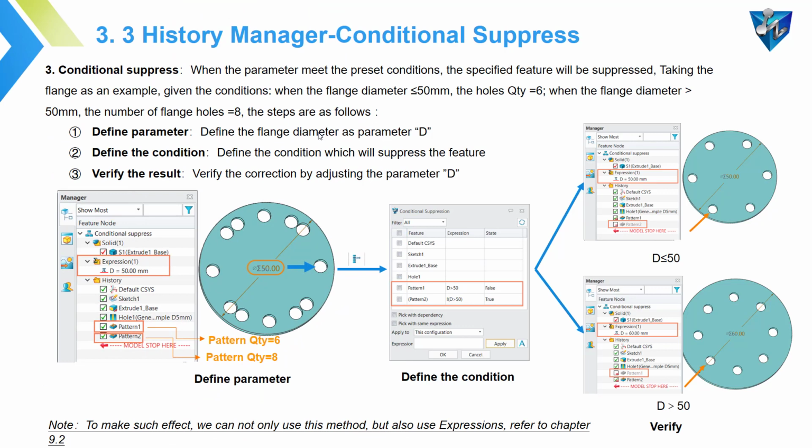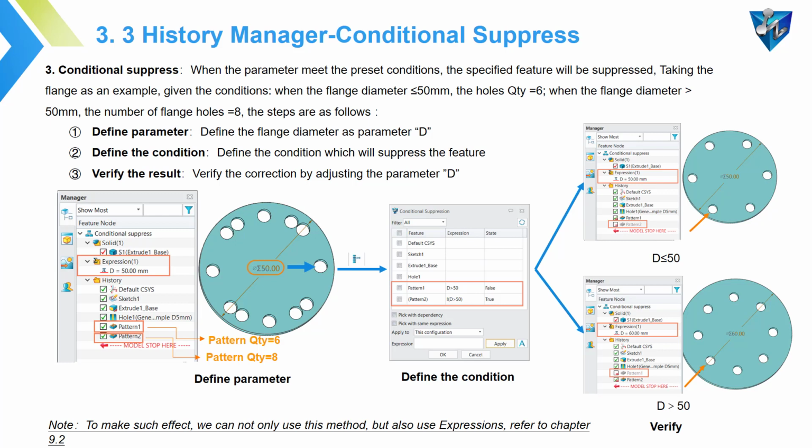Next, I will show you an advanced usage of the history tree, which is conditional suppress. Sometimes you need to make a flexible design to avoid repetitive work. Take this flange as an example. We can use the conditional suppress function to get a part with 2 different states controlled by a parameter. When the flange diameter is less than or equal to 50 mm, the hole quantity will be 6. But when the flange diameter is bigger than 50 mm, the number of flange holes will be 8.